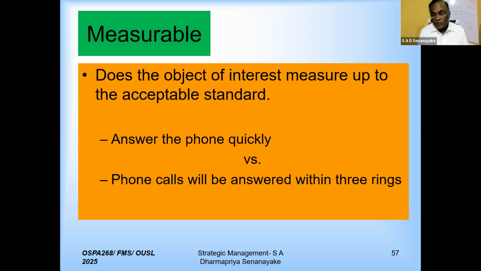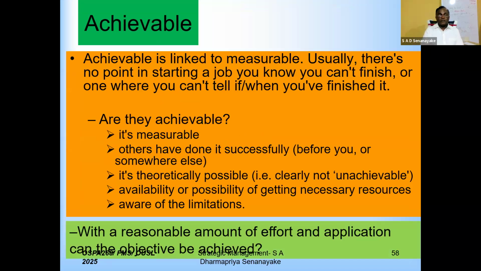If you send a circular and say, answer the phones quickly, will it make any sense? When we say answer the calls quickly, it's not measurable because we are not defining it in a proper way. If you look at the second statement, phone calls will be answered within 3 rings. Can you see the measurable part? Specific nature. This is what we want to do. And this comes to achievements. We have to be very particular about objectives. Whatever we have said, is it measurable?